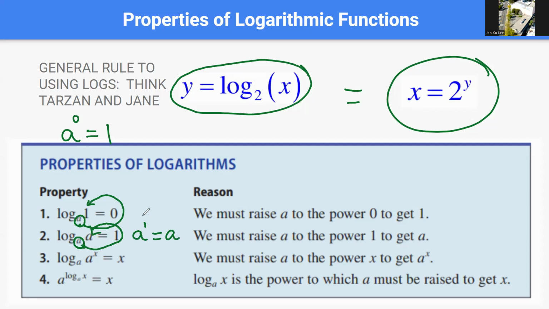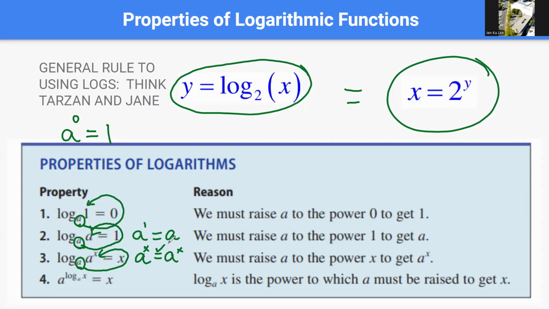Log base A of A to the X power, number 3, is equal to X. Okay? Yes, because if I Tarzan and Jane this, A to the X power equals A to the X power. Yes, they do. All right. A to the log base A of X equals X.